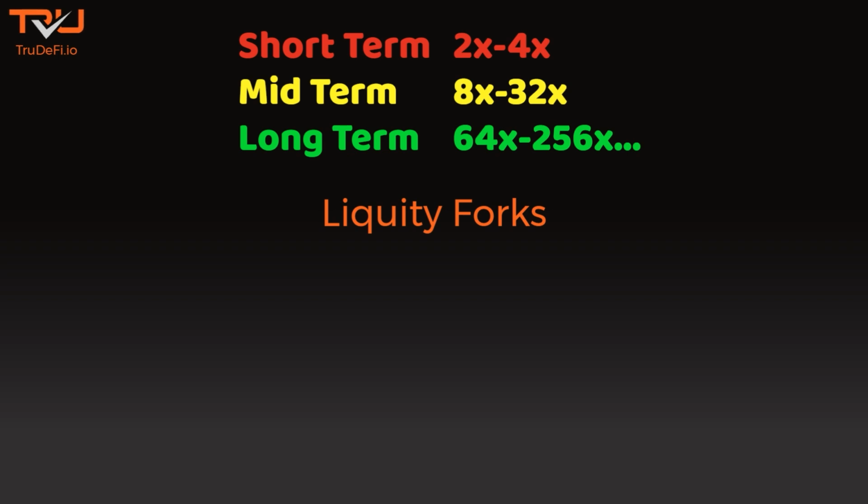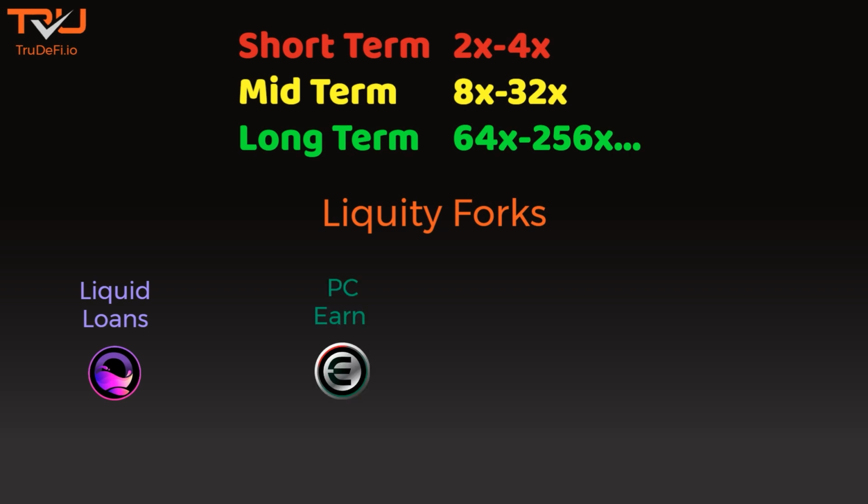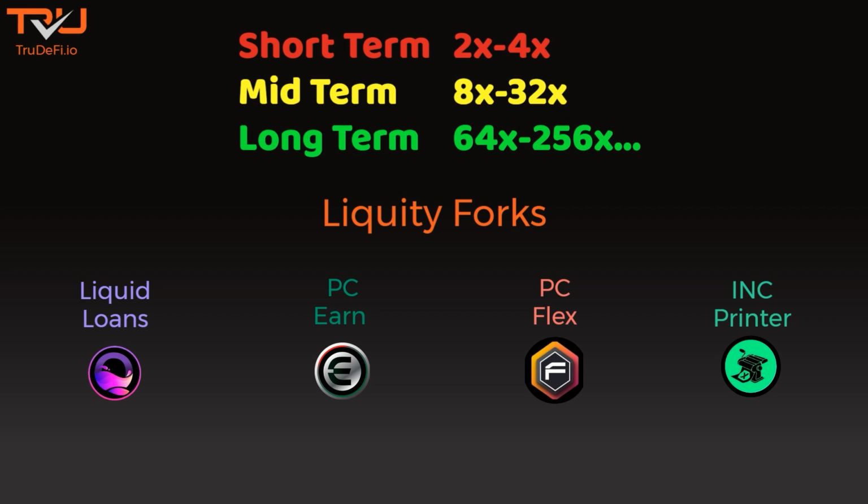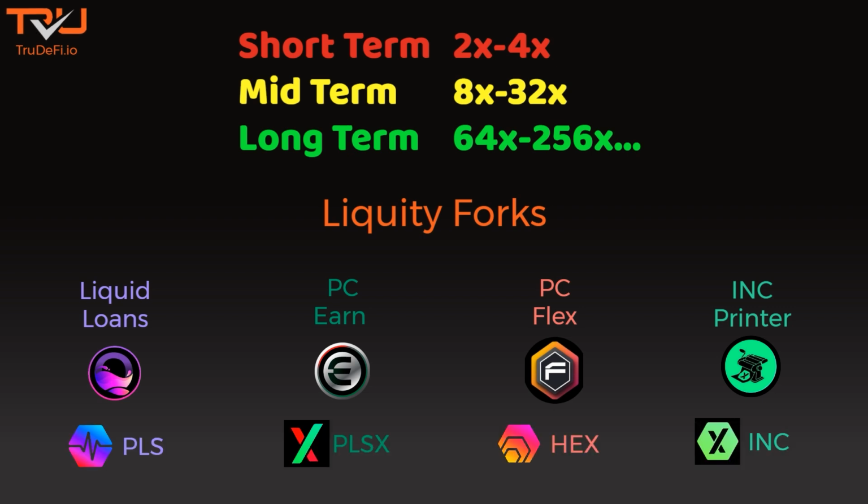Liquity is a lending protocol on Ethereum, which allows users to deposit their Ethereum and borrow against it in stablecoins. This protocol is immutable and has been forked several times on Pulse Chain. Liquid Loans, Earn Protocol, Flex Protocol, and Ink Printer are all forks of Liquity. Each of these forks has its own unique collateral asset that you may deposit and then borrow against, receiving stablecoins. Each of these forks operates independently, and more can be learned about them by going to their websites or searching on YouTube for more information.